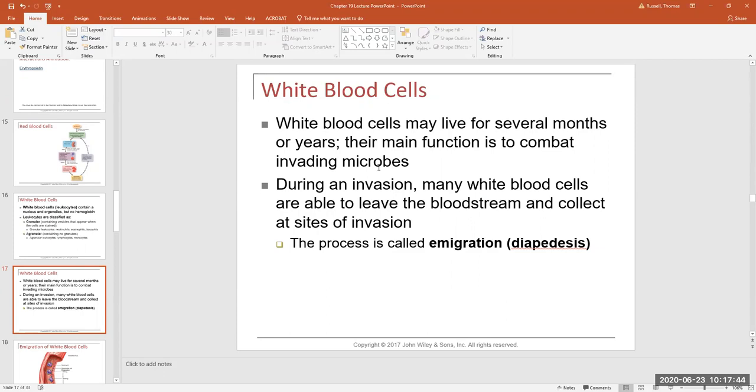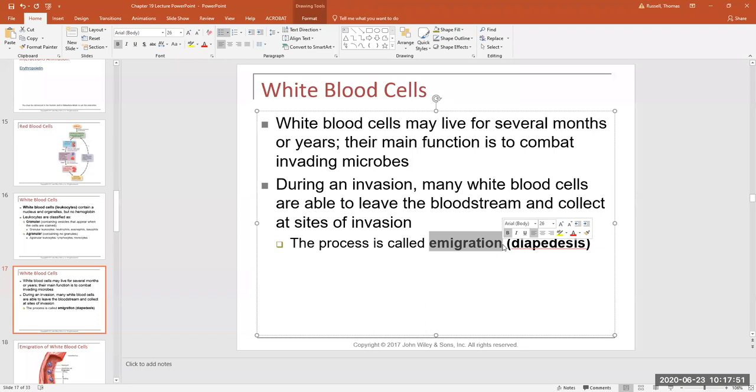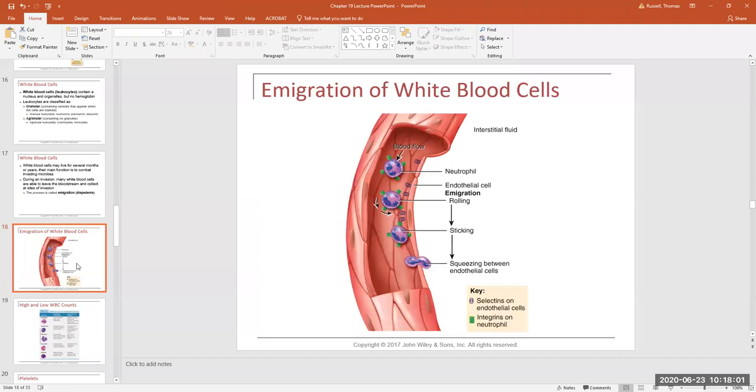So when a white blood cell leaves circulation and enters a tissue, it's called immigration. Now, in my note packet, you're going to see the older term for that. The older term for immigration is called diapedesis. So let's look at immigration. It's not too terribly difficult. White blood cells have receptors on them called integrins. So I want you to know these receptors.